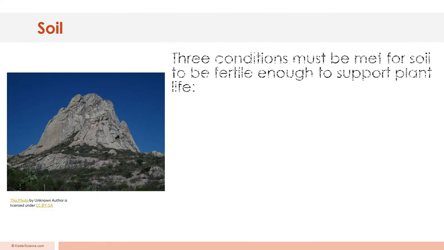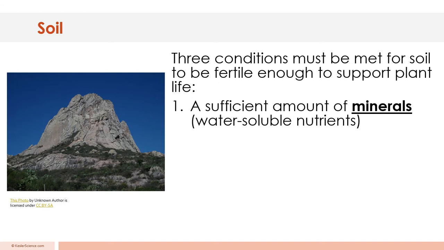Alright, we'll keep going. 3 conditions. You need 3 things for soil to support plant life. The first thing, you need a sufficient amount of minerals, water-soluble nutrients. These are things that can be dissolved in water. So you need enough minerals. You need adequate moisture. You need enough water. The desert is not covered in grass, and there's a reason for this. Not enough water.